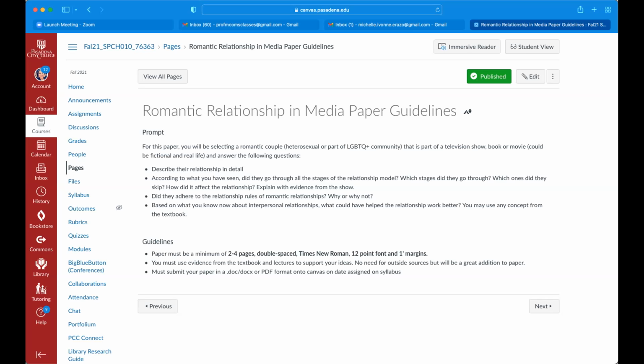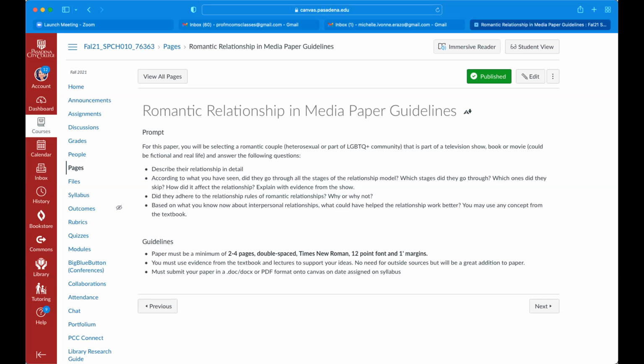Question number two, according to what you have seen on the show, did they go through all the stages of the relationship model? Now, next week, we're actually going to be talking about the relationship model because our paper is not due for a couple of weeks. The relationship model is located in chapter 9. And there are several different stages that people go through to develop a healthy relationship. So you're going to be looking at whether the relationship went through all the stages of the relationship model.